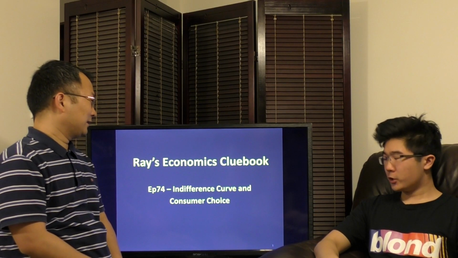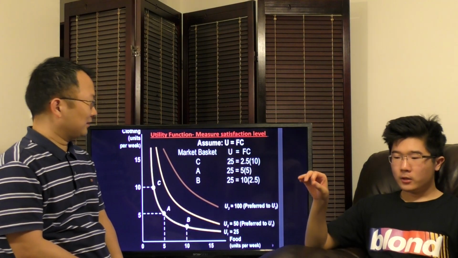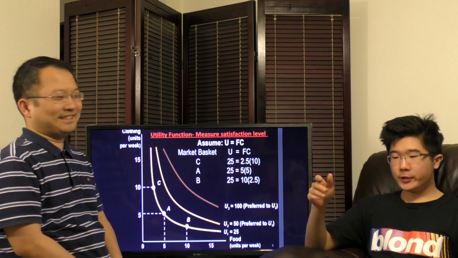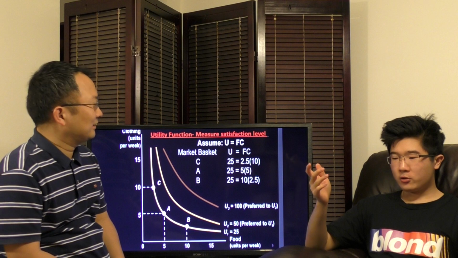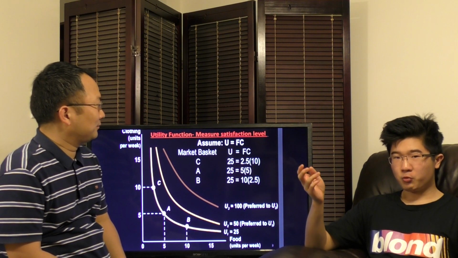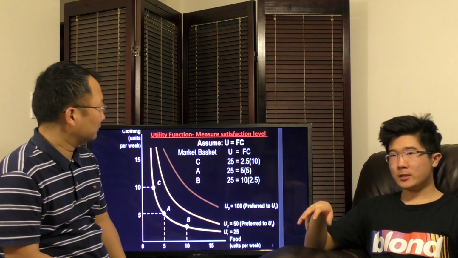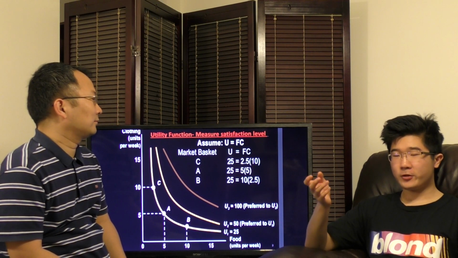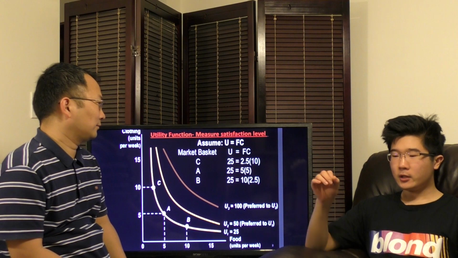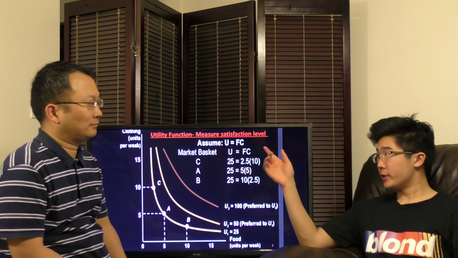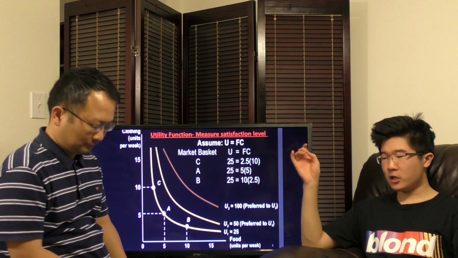Today we talk about indifference curve and consumer choice. Okay. So, utility. Now, utility is basically a measure of customer or individual satisfaction with certain good or service. And obviously, utility is subjective, but for theoretical purposes, for this model, we're going to measure it objectively, basically assuming utility equals F times C, or the multiplication of the two amounts of goods.